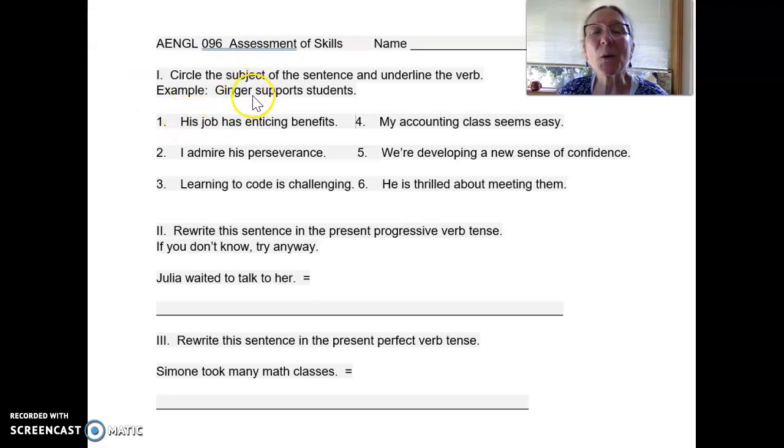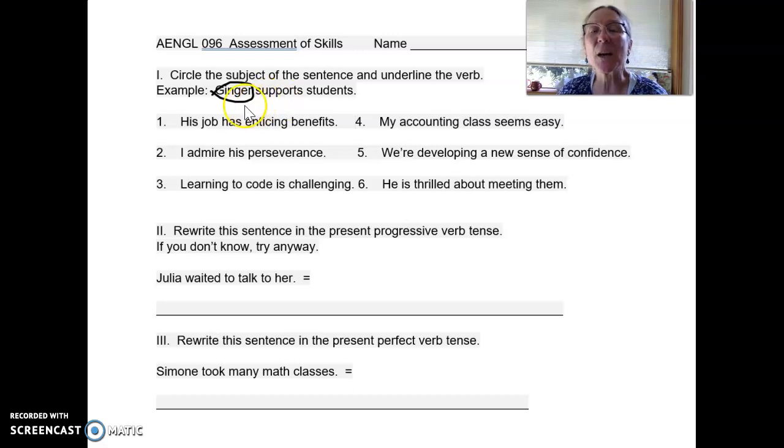Okay, so in the sentence, Ginger supports students. It's a very simple sentence. There are only 3 words. One of the words is the subject, one of the words is the verb, and one of the words is the object. So Ginger is the subject. It comes before the verb, so we're going to circle it. There we go. Ginger is the subject. And they ask you to circle the subject.